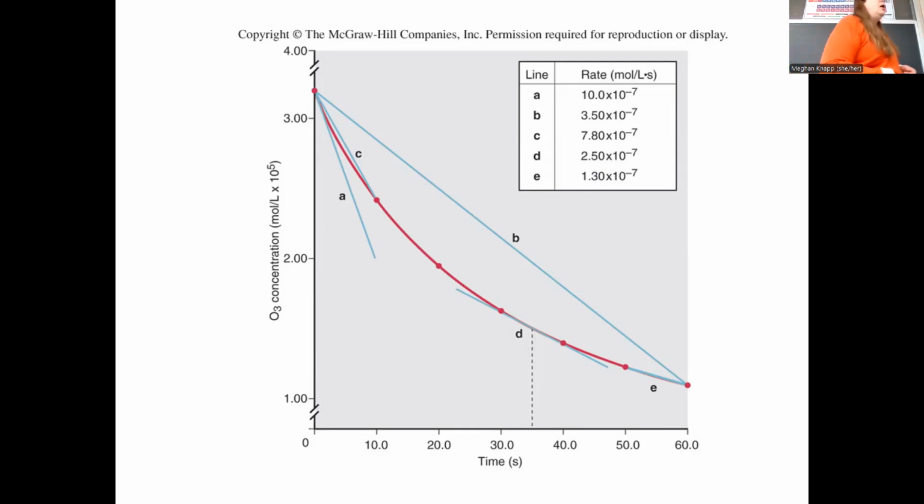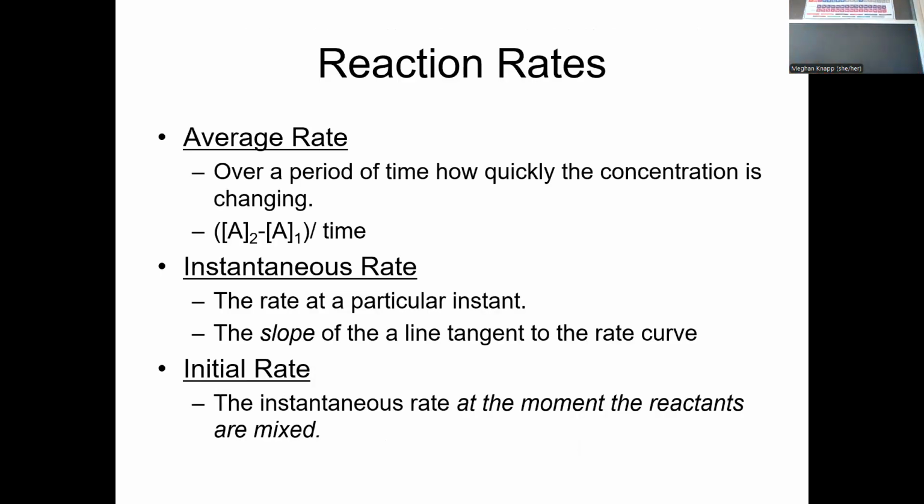Okay. Now, A is also a tangent line, but it's tangent at the very beginning. And so that is the initial rate. So it is an instantaneous rate, but it's the instantaneous rate at the moment the reactants are mixed, the highest rate that we have. So we are going to be looking at what's called the rate law on Monday. And in order to determine the rate law, we compare initial rates. So we have to be able to figure out what initial rates are in order to determine the rate law.